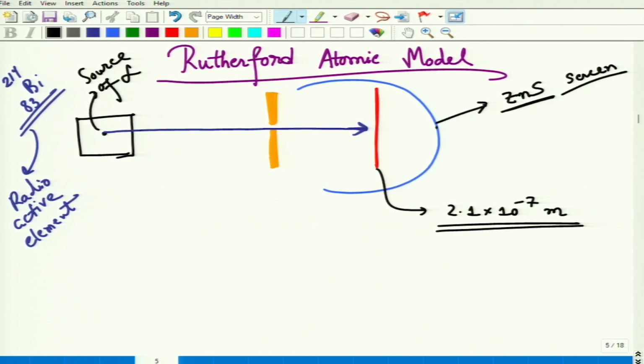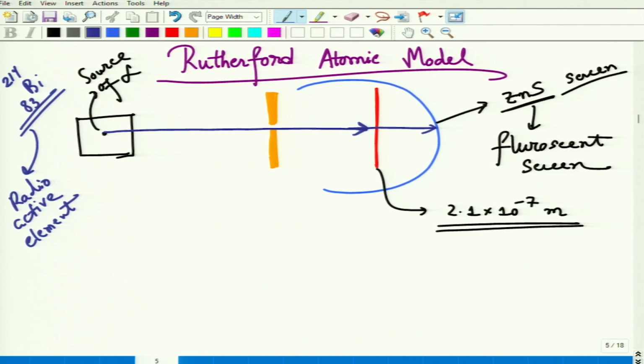So what was the observation? This was the experimental setup. ZnS is basically a fluorescent screen, which can interact with the alpha particle. So the observation was that most of the particles are going without any deflection. That means it's going just straight.